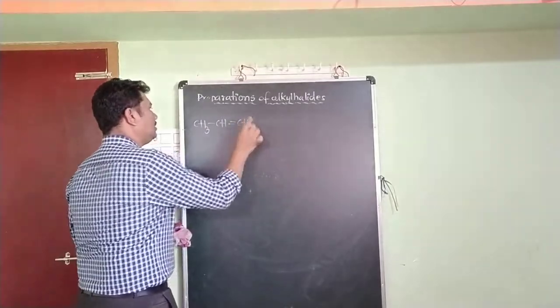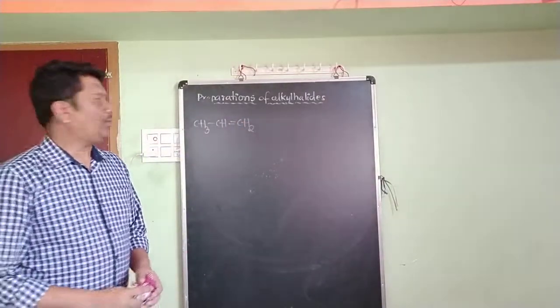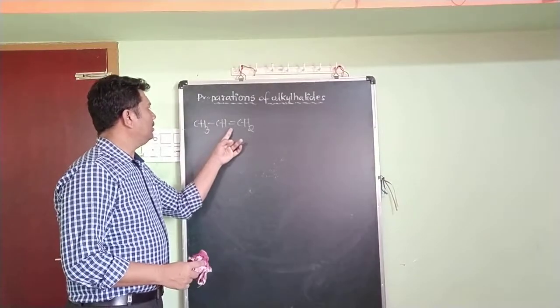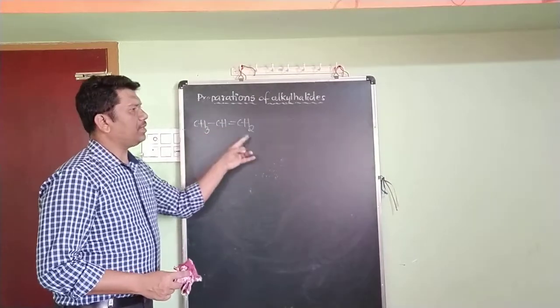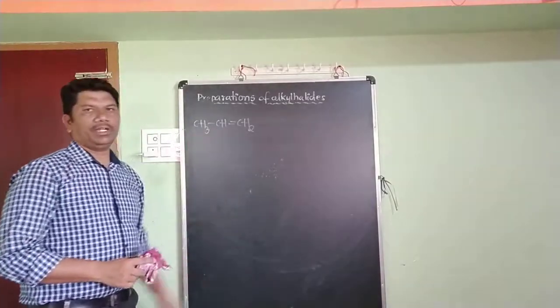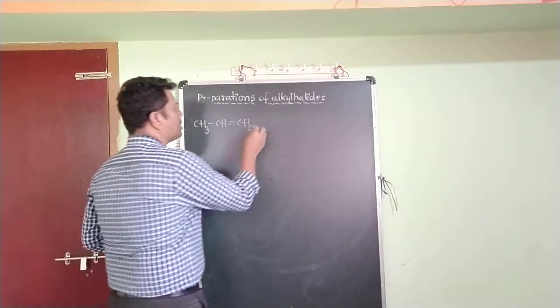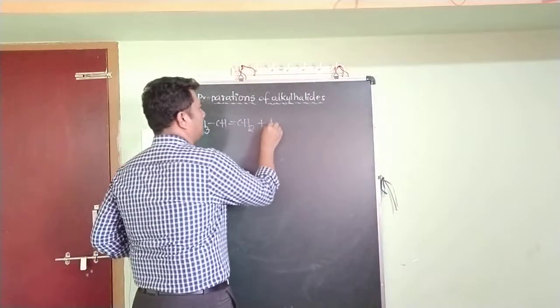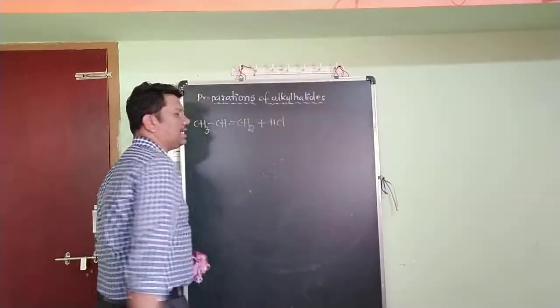So this is an asymmetric alkene. Why is it called an asymmetric alkene? See here, across the double bond, the number of carbon atoms and the number of hydrogen atoms are unequal. Therefore, it is called an asymmetric alkene. When this asymmetric alkene is treated with one halogen acid, you take one halogen acid.